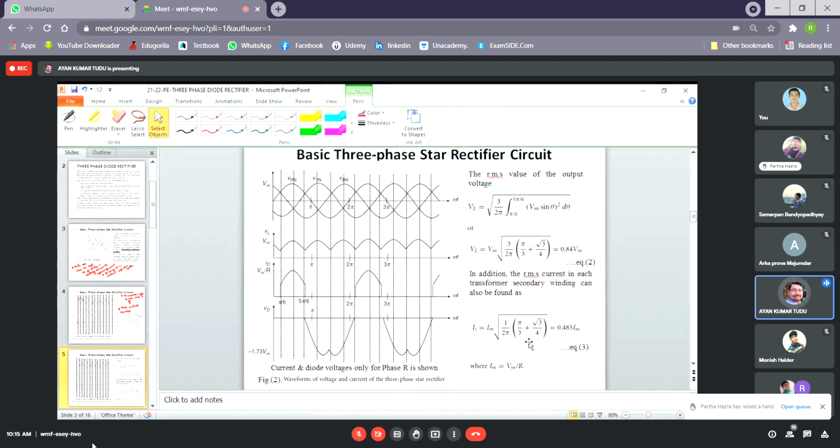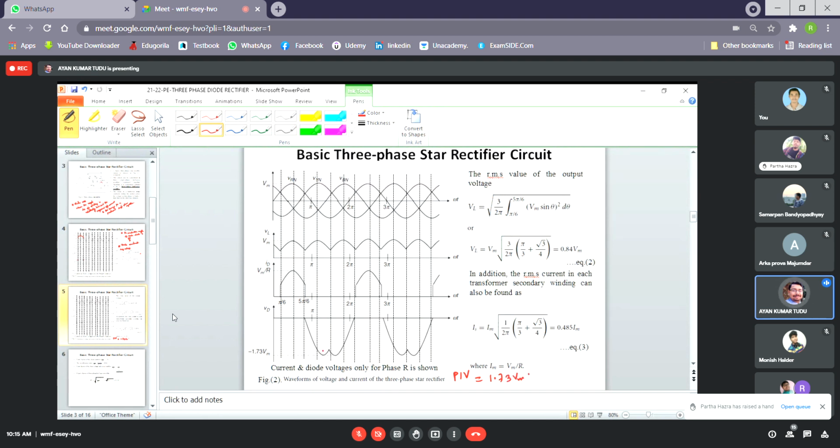One thing is clear from this particular figure: the peak inverse voltage of the diodes is equal to how much? It is equal to 1.73 Vm during the blocking state, as can be seen from here.